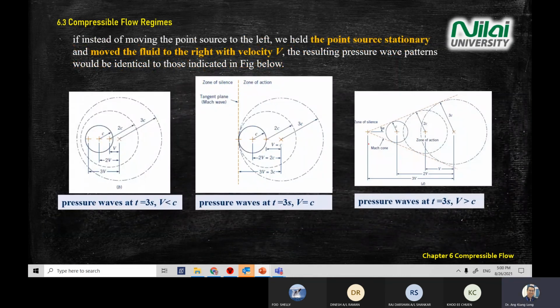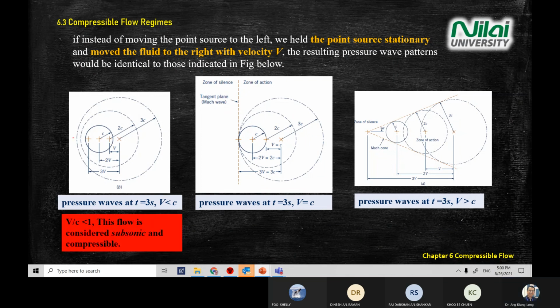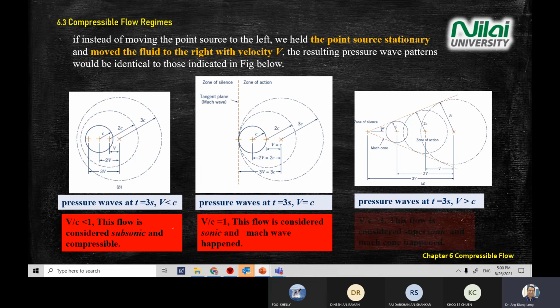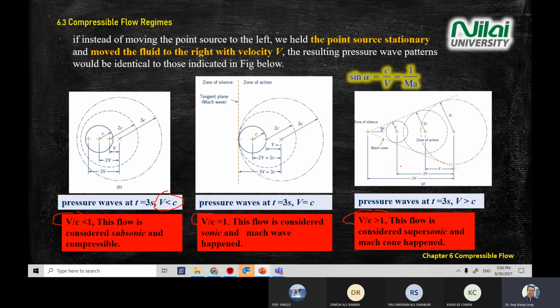So I'm showing you these 3 diagrams. Spend time to understand these 3 diagrams with some side notes there. On the left-hand side, if you are less than the speed of sound, we call it less than Mach number 1. If the ratio V divided by C, the Mach number, is less than 1, you call it subsonic. If the Mach number is 1, we call it sonic speed. If the Mach number is more than 1, we call it supersonic. Under supersonic, a Mach cone happens.